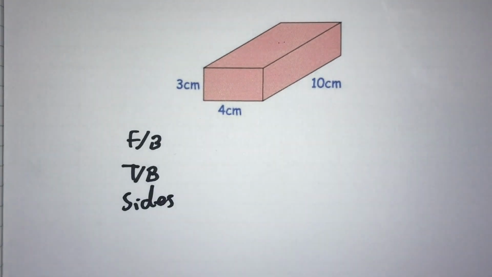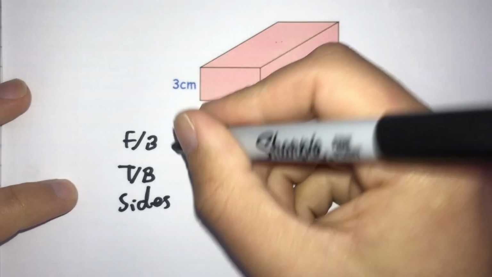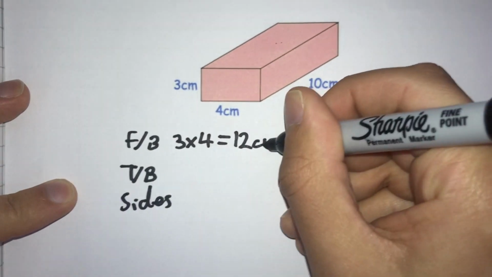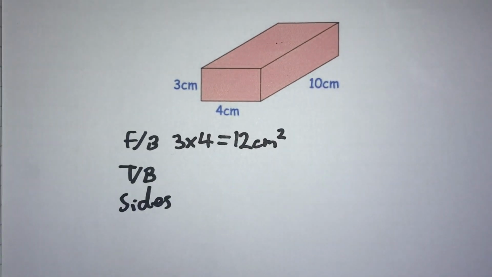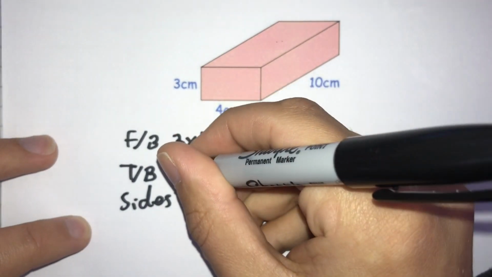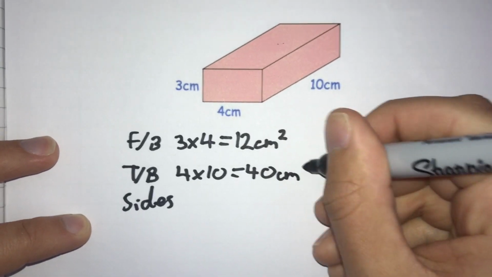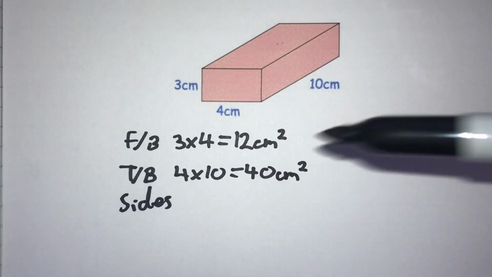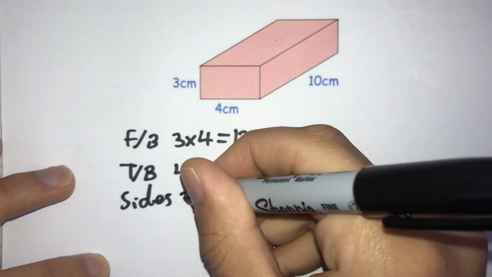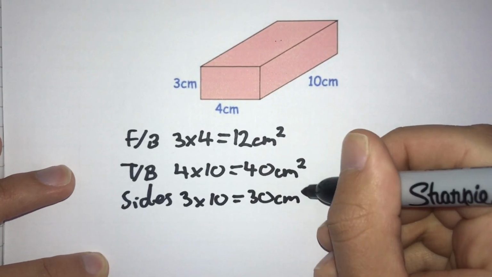So our front and our back, well, that's going to be made up of these 3 by 4 centimetre rectangles. So to find the area, we do 3 times 4, and we get 12 centimetres squared. Our top and our bottom, that's going to be 4 by 10. So 4 times 10 gives us 40 centimetres squared. And finally our sides, that's going to be this height of 3, length of 10. So we get 3 times 10, which is 30 centimetres squared.